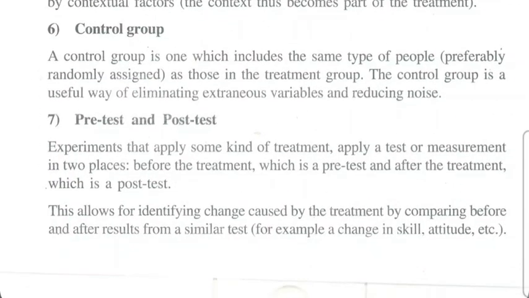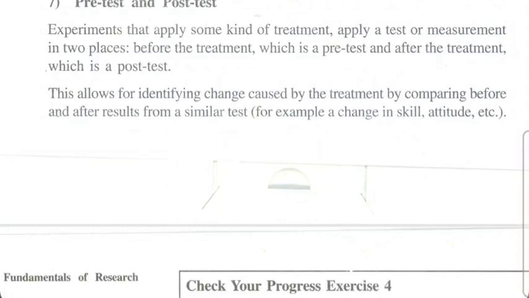6. Control group. A control group is one which includes the same type of people, preferably randomly assigned, as those in the treatment group. The control group is a useful way of eliminating extraneous variables and reducing noise. 7. Pre-test and post-test. Experiments that apply some kind of treatment apply a test or measurement in 2 places. Before the treatment, which is a pre-test, and after the treatment, which is a post-test. This allows for identifying change caused by the treatment by comparing before and after results from a similar test, for example, a change in skill, attitude, etc.